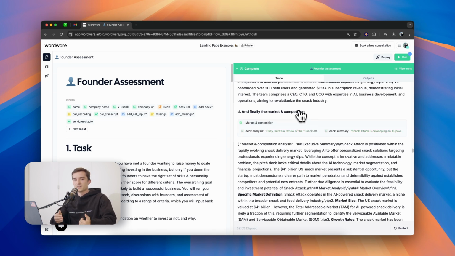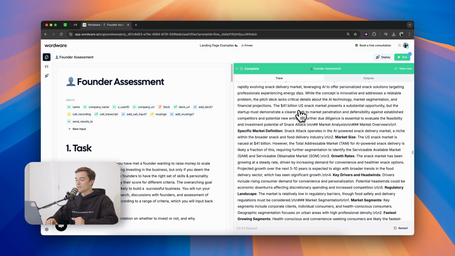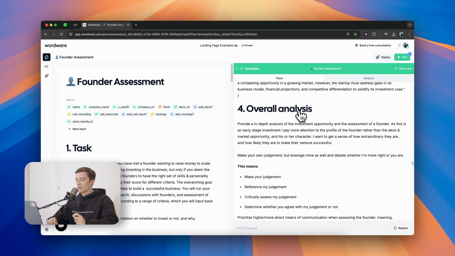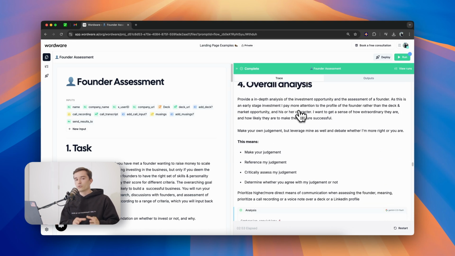Are there better companies out there? What does the competition look like? Is this a good market to be in, really? And out of that, we'll start going into an overall analysis. So now we're going to take all of that research and all of those individual thinking bits to now form a holistic idea about this founder, this idea, and that market.